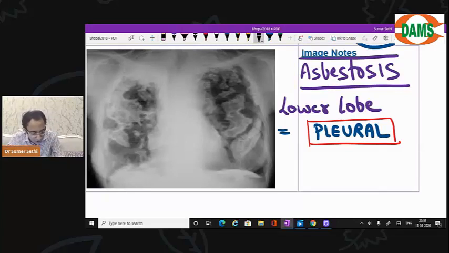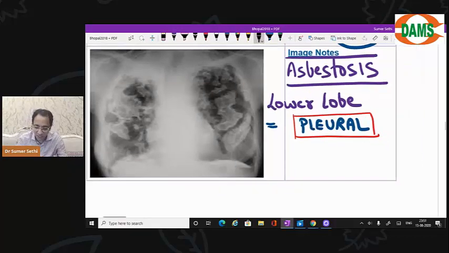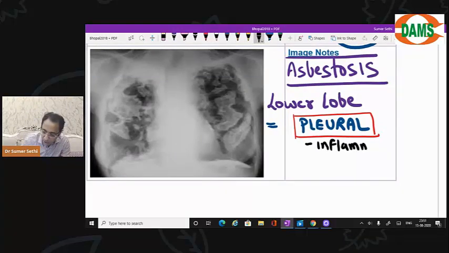Pleural involvement is seen in asbestosis. Now tell me, if some foreign substance comes into the pleura, it will lead to inflammation. Okay. Now, if you have pleural inflammation, what will happen in inflammation? The capillaries will be leaky. If the capillaries leak, what will happen in the pleura?